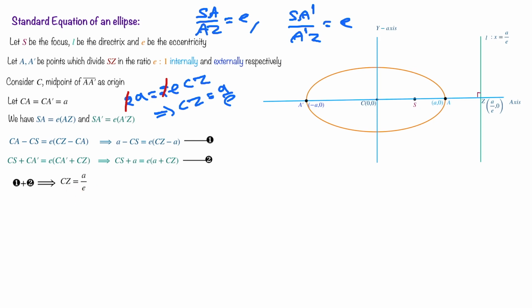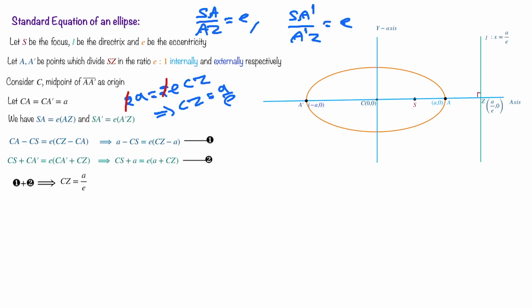So this Z coordinate must be A by E comma 0, and this vertical line must be X equal to A by E. Now we got the equation for this vertical line, X equal to A by E. The Z coordinate is going to be A by E comma 0, because this distance CZ is A by E. That's how we got Z coordinates A by E comma 0, and this is a vertical line passing through A by E comma 0, whose equation is X equal to A by E.